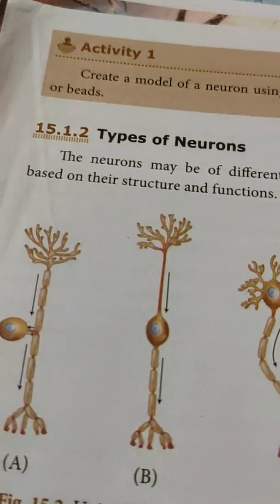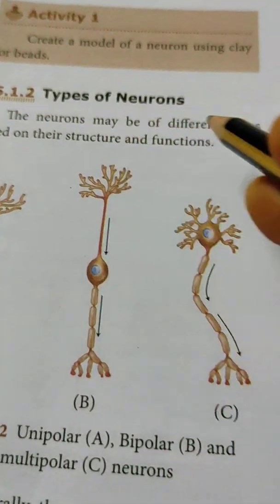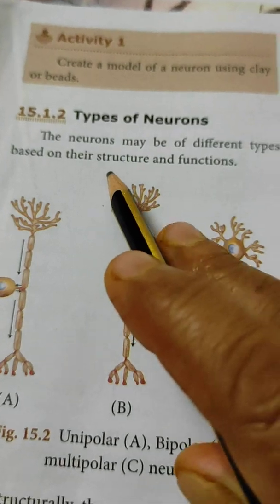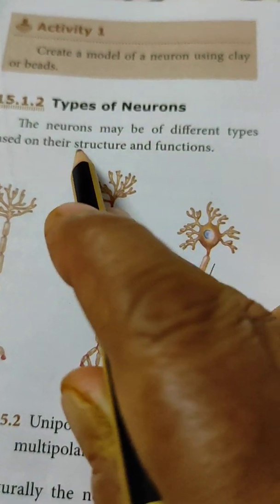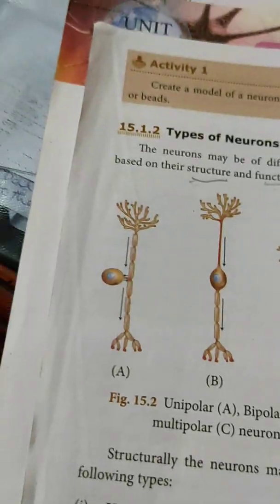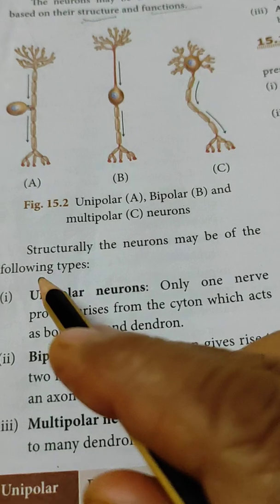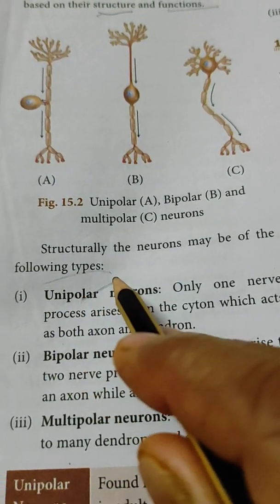Now next, the next subheading: types of neurons. Neurons may be of different types based on their structure. There are two criteria: based on the structure and based on the function. First we will be discussing based on the structure. Structurally, neurons may be of three different types. What are they? Unipolar neuron.